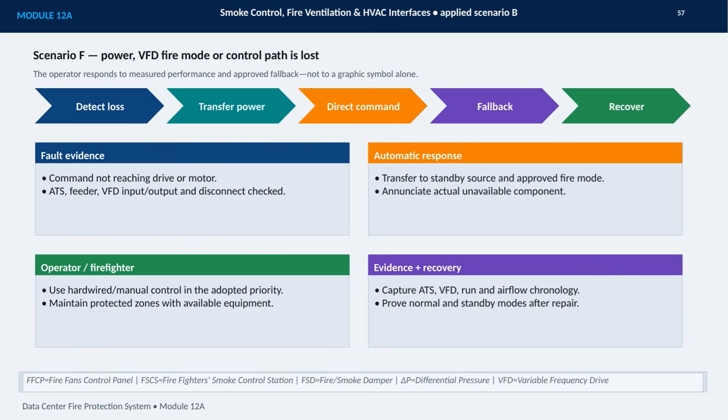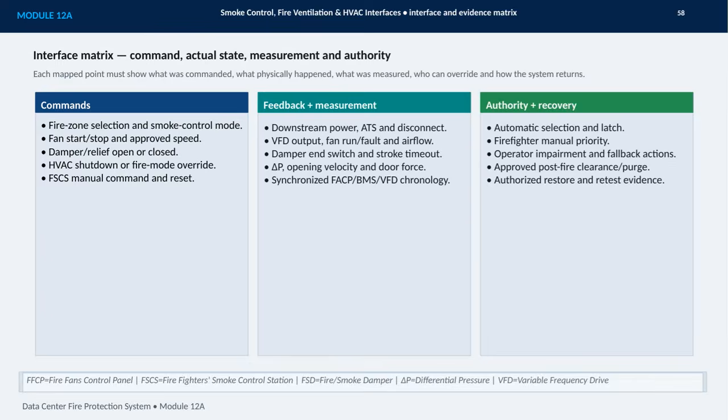Capture the ATS, VFD, run, and airflow chronology, then prove both normal and standby modes after repair. This evidence connects the failure, the response, and the final verification. This slide presents the interface and evidence matrix for smoke control, fire ventilation, and HVAC systems.